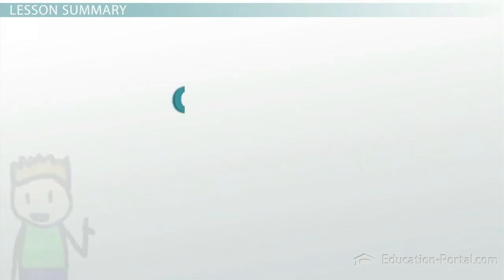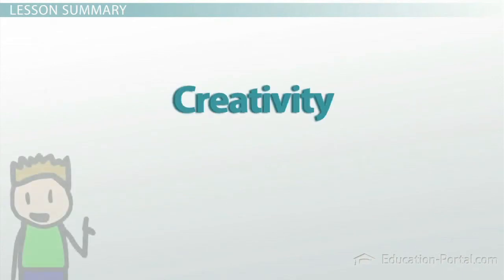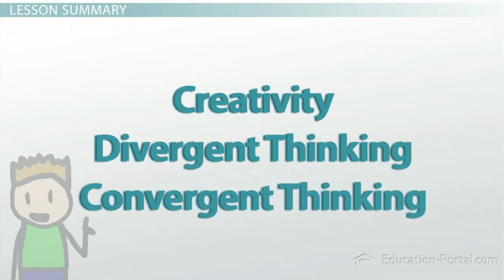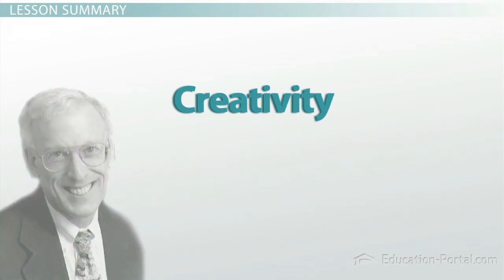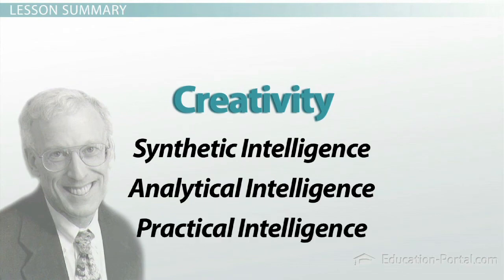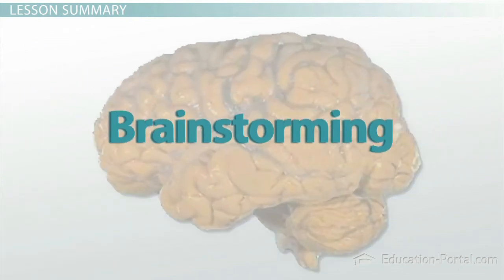In summary, creativity is the ability to come up with new, original, unique solutions to problems or ideas. Creativity makes use of divergent thinking, which is solving problems with many possible solutions, as opposed to convergent thinking, which is solving problems with a single correct answer. Sternberg argued that creativity requires 3 types of intelligence, which are synthetic, analytical, and practical. Brainstorming is a common technique to help people begin the creative process.